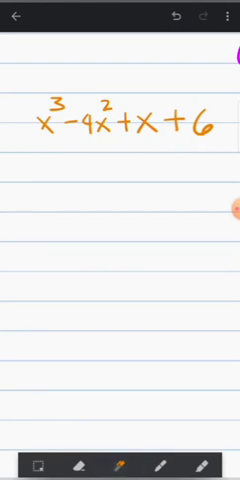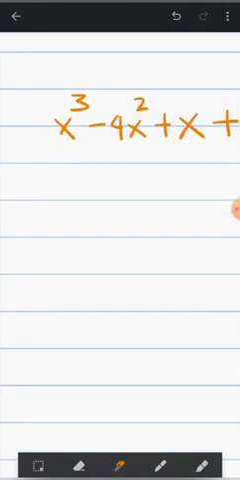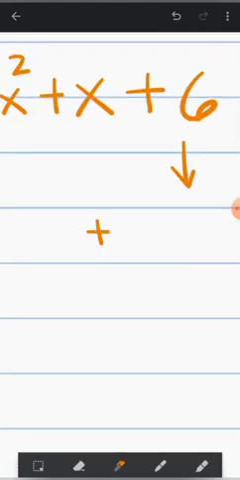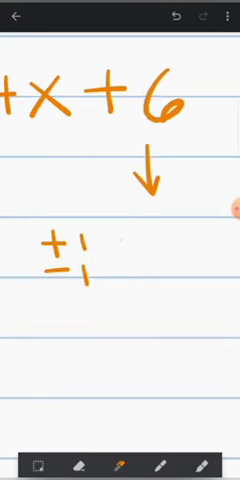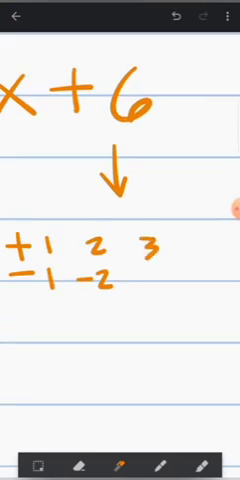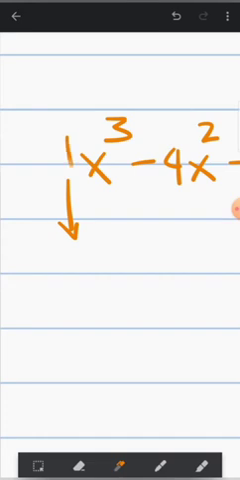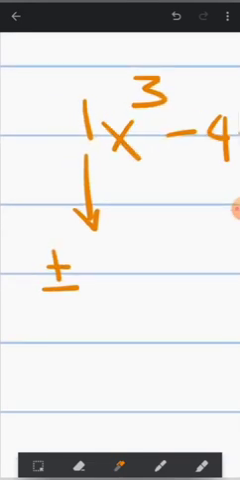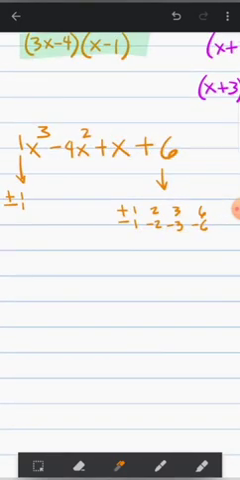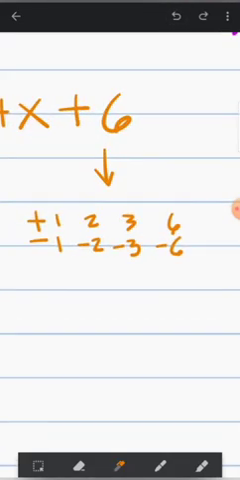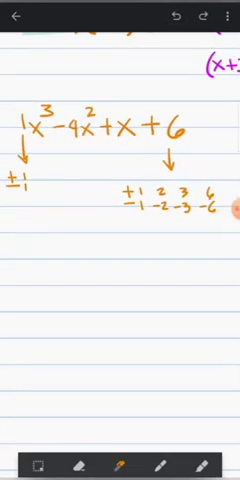So the answer here is find the factors of the coefficient and factors of the constant. So 6 has factors of 1, -1, 2, -2, 3, -3, and 6, -6. And for this one, since this coefficient is 1, its only factors are positive and -1. So now, before we use synthetic division, let's substitute these terms one by one and check whether the polynomial becomes 0.